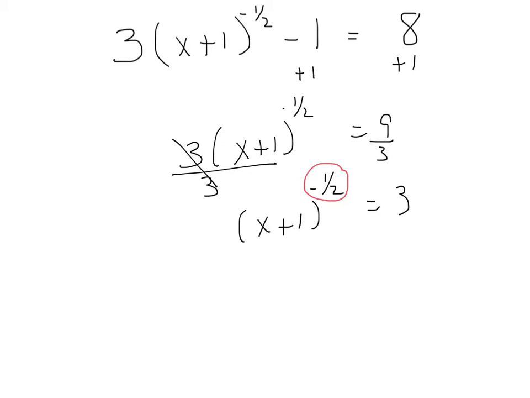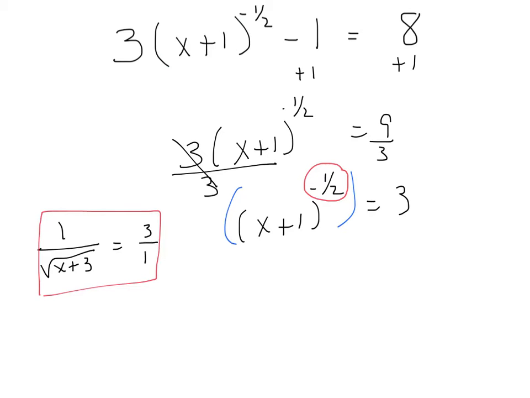And so, if you want to, you could rewrite this piece here as 1 over the square root of x plus 1 equals 3 over 1 and cross multiply and keep going. But that's a lot to do. So even though this is very valid and nobody's going to ever say, oh, no, that's not good math, it is good math. But the other thing we can do is simply raise each side, because remember, in an equation, whatever you do to the left, you've got to do to the right. I'm going to raise each side to the reciprocal of negative 1/2.